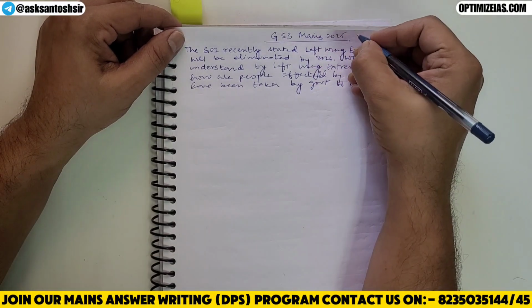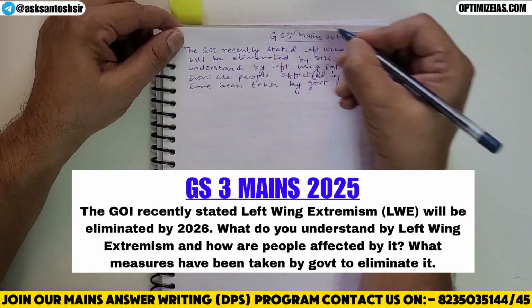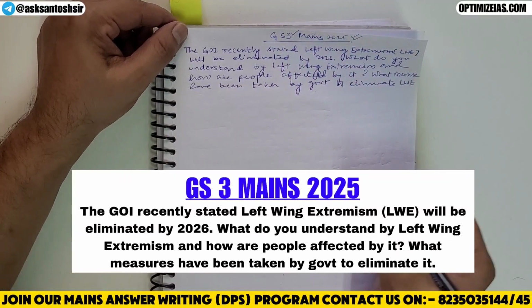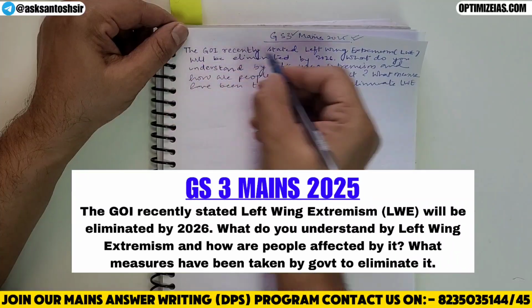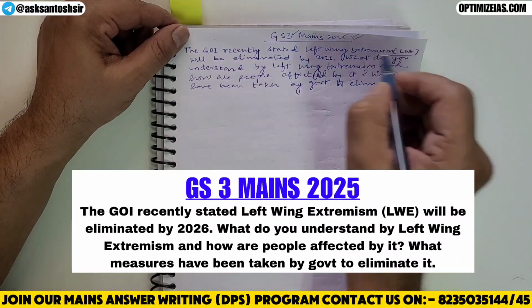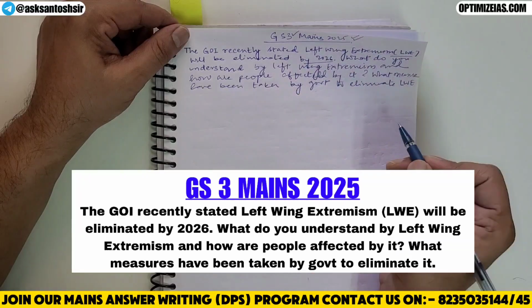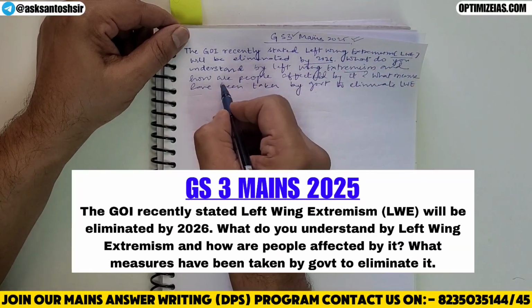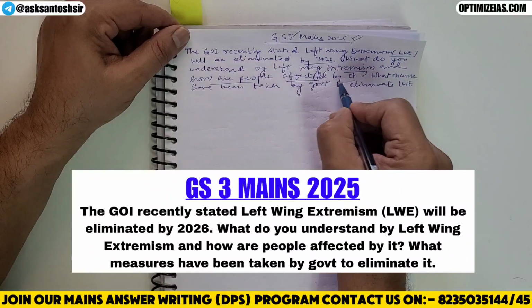Today I have taken one question from General Studies paper 3 security which has come in mains 2025. Let us first read the question. Government of India recently stated left wing extremism LWE will be eliminated by 2026. What do you understand by left wing extremism and how are people affected by it?